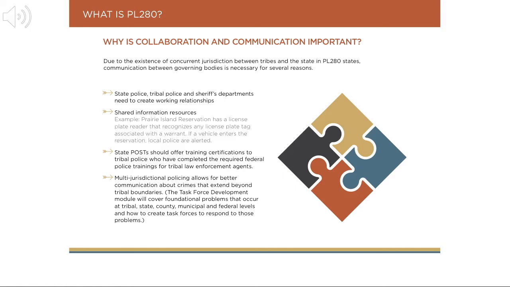Tribal police could also be trained at state training posts so that all officers have the same qualifications. And multi-jurisdictional policing allows for better communication about crimes that extend beyond tribal boundaries. In the Task Force Development module, you will learn more about foundational problems that occur at tribal, state, county, municipal, and federal levels, and how to create task forces to respond to those problems.